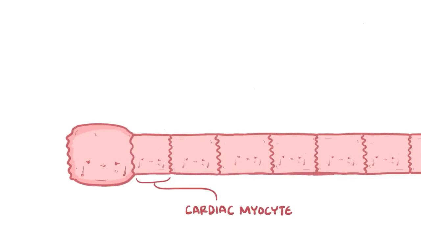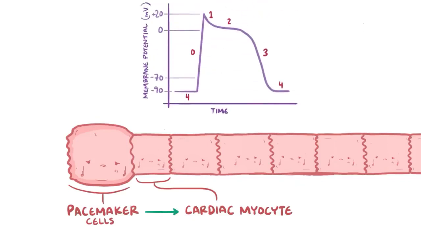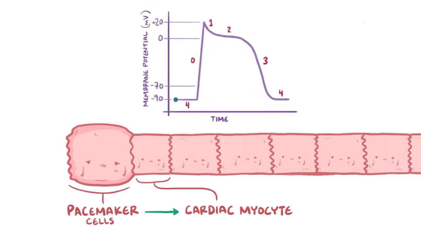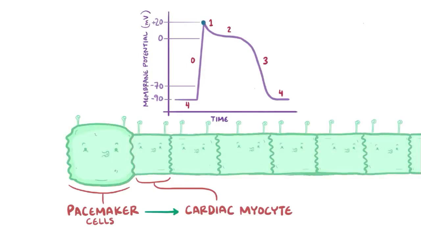Alright, as a quick recap. Cardiac myocytes receive action potentials, or rapid voltage changes, from pacemaker cells. In phase 4, the myocytes are at rest. In phase 0, sodium channels open up and there's an influx of sodium ions that makes the myocyte depolarize. In phase 1, potassium channels open up, and there's an outflux of potassium ions that brings down the charge a little bit.